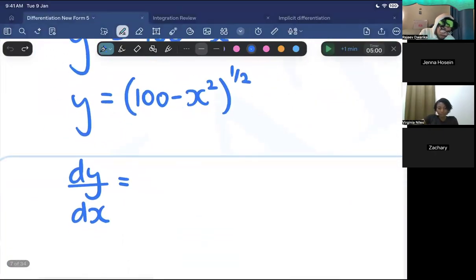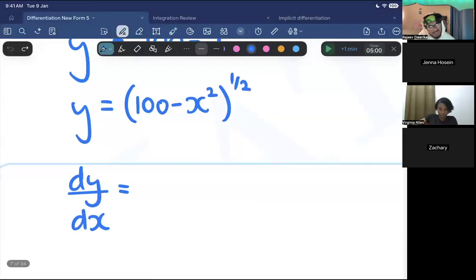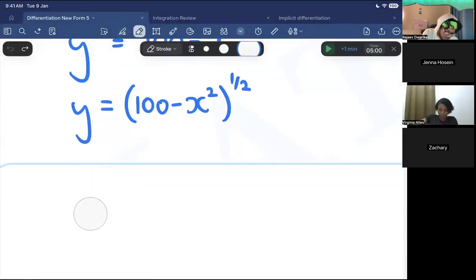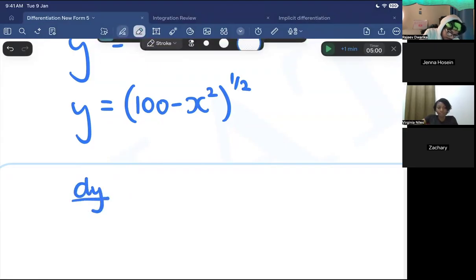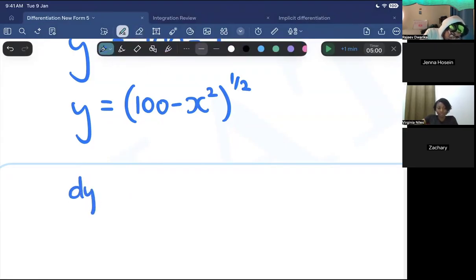So Zachary, what do you feel is causing a real problem here? The 100 minus x squared. So you could just say, let u. But guys, I'm just showing you the shortcut, before we do the long thing. It's really simple. I just have problems remembering it, and I don't know why.